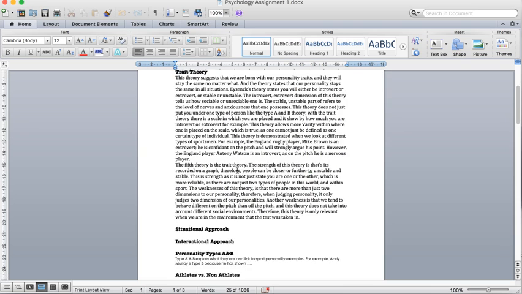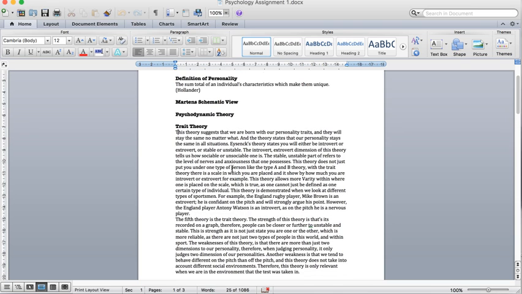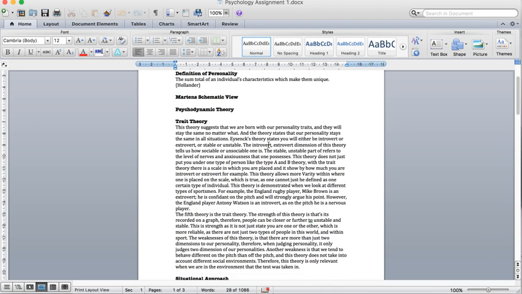So let me just give you an example of what I've done for the trait theory. It says this theory suggests that we are born with our personality traits and that we will stay the same no matter what. So whatever circumstance we're in, we'll stay the same. And the theory states that you'll either be an introvert or an extrovert, stable or unstable. The introvert and extrovert dimensions of this theory tell us how sociable or unsociable we are, so how we interact with people. The stable part refers to the level of nerves and anxiousness that one possesses.